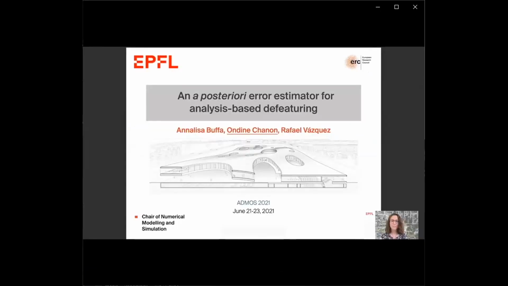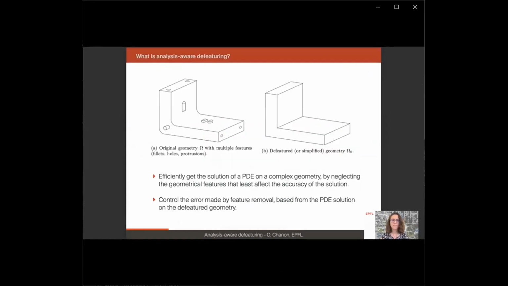Hello, my name is Ondine Chanon, and I will pitch our work on the a posteriori estimation of analysis-aware defeaturing. This work has been held at EPFL in Switzerland, together with Annalisa Buffa and Rafael Vasquez.